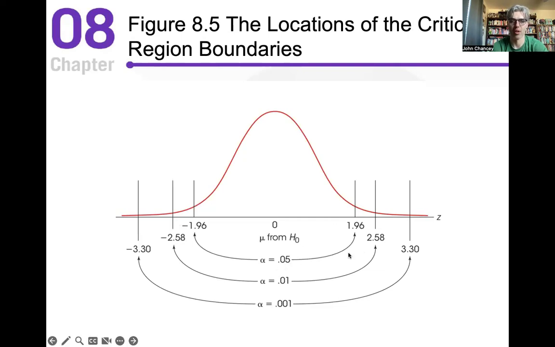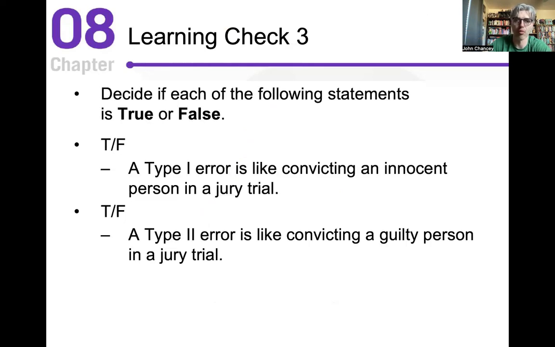Depending on alpha, 0.05 is going to be positive or negative 1.96, 0.01 is negative 2.58 and positive 2.58. So we're getting into the nitty gritty, but we're going one standard deviation, two standard deviations, three, moving further and further out into those critical regions, which is going to shrink those critical regions you need for rejecting or retaining the null hypothesis.